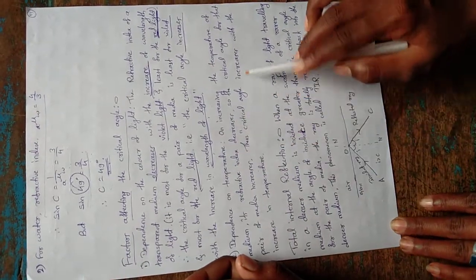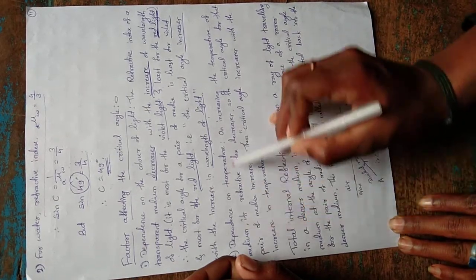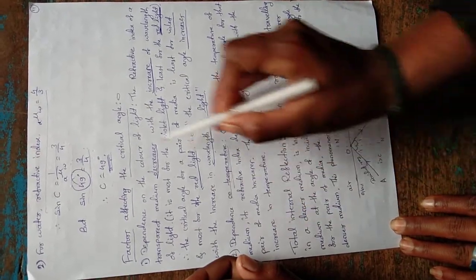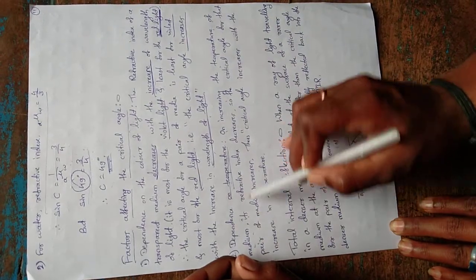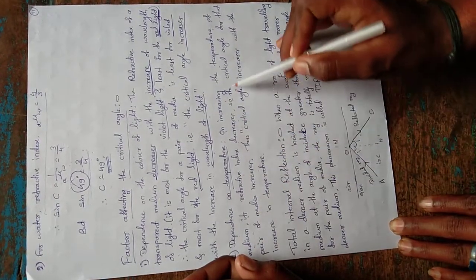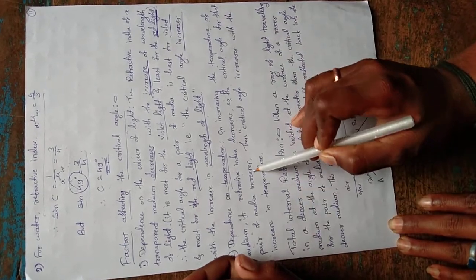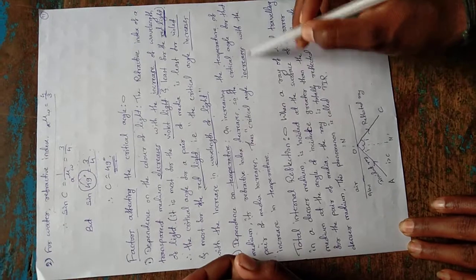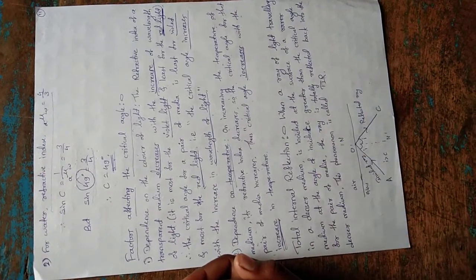Thus, critical angle increases with the increase in temperature. Depend on temperature: on increasing the temperature of a medium, its refractive index decreases. So the critical angle for that pair of media increases. Thus, critical angle increases with the increase in temperature.